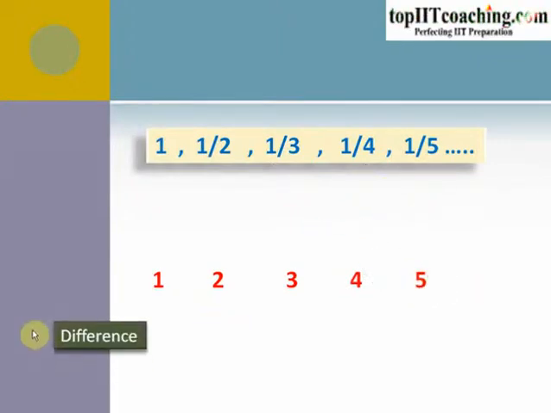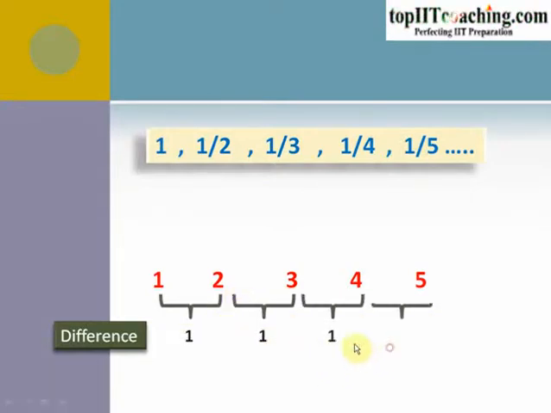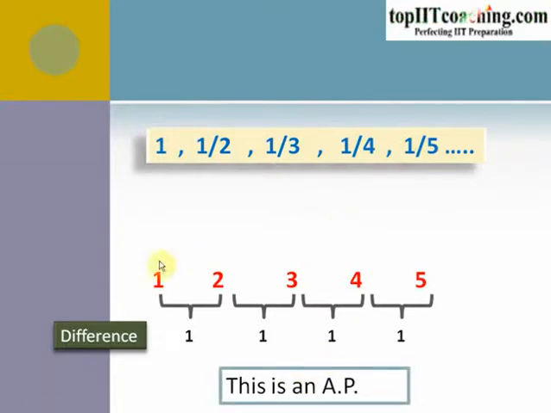Now, the difference between 1 and 2 is 1, 3 and 2 is also 1, 4 and 3 is 1, and 5 and 4 is also 1. Thus, we see that the difference between the successive terms is constant and that is equal to 1. So, this is an AP. 1, 2, 3, 4, 5 forms an AP. And so, this is a harmonic progression. That is, the reciprocals of the terms form an AP, or arithmetical progression.